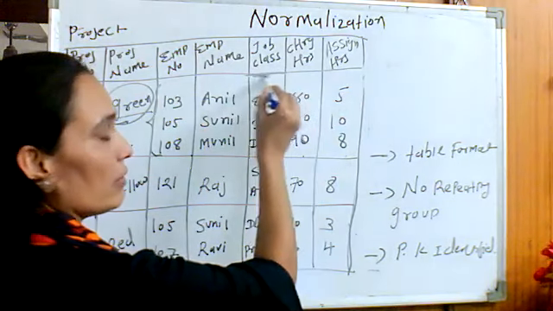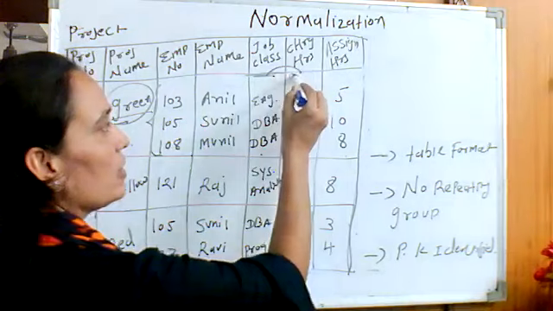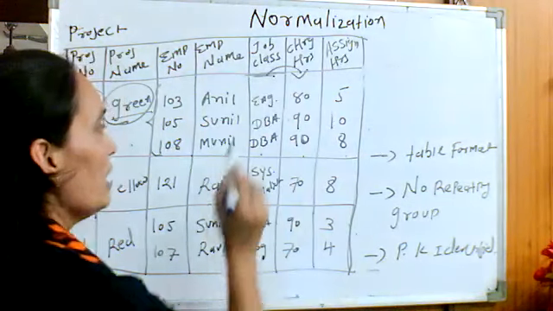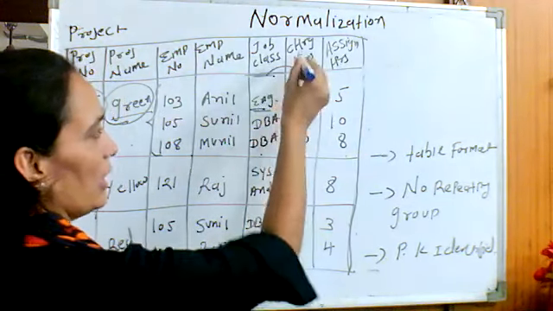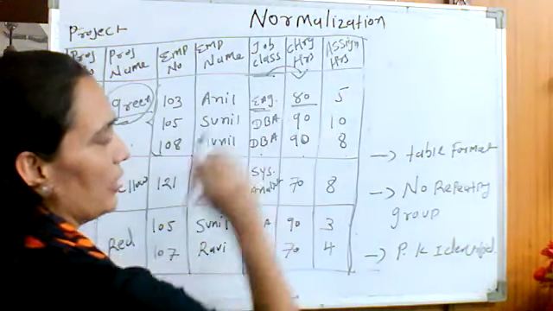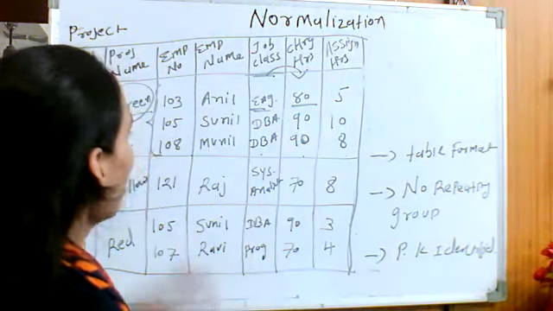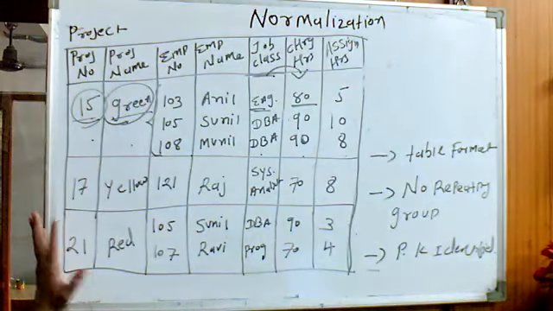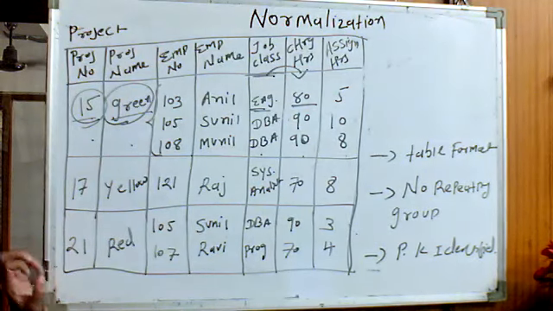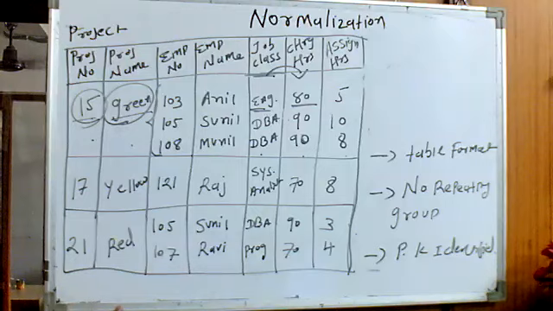Job class is used to decide charges per hour. If the employee is an engineer, he or she will get 80 rupees per hour. So we have this type of data. This type of data cannot be in first normal form.